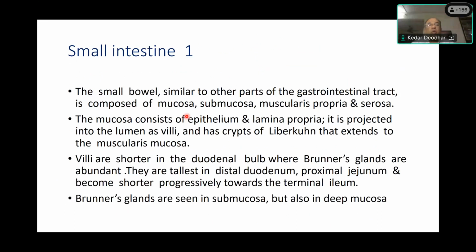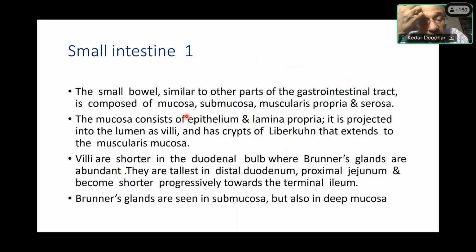Coming to a little bit of small intestine, the normal part, again, it has mucosa, submucosa, muscularis propria, and serosa. The mucosa again contains epithelium, lamina propria, and it's projected into the lumen as villi, and they have crypts of Lieberkühn that extend to the muscularis mucosa. Villi are shorter in the duodenum, duodenal bulb, and the Brunner's glands are abundant. Brunner glands are tallest in the distal duodenum and proximal jejunum, and they are shorter or thinner in the terminal ileum. They are progressive towards the terminal ileum.